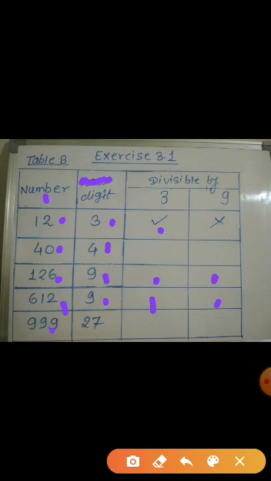And now come to the last example. The last example is 999. So what is the sum of its digits? 9 plus 9 plus 9, that is 27. And 27 is divisible by 3 as well as 9. Hence the number 999 is also divisible by 3 and 9. So we have to put a tick in front of the columns 3 and 9, both.